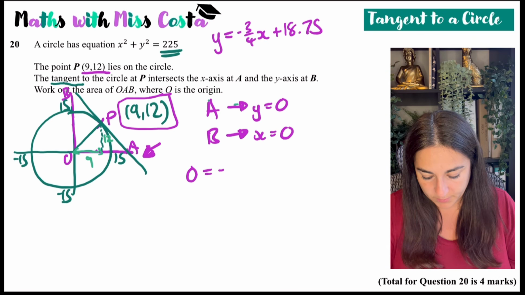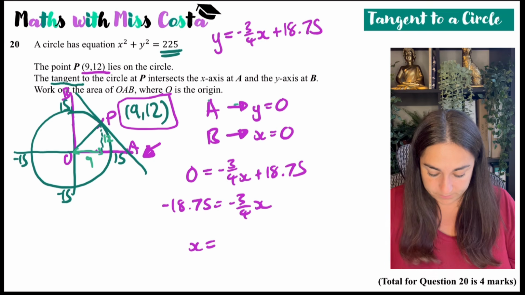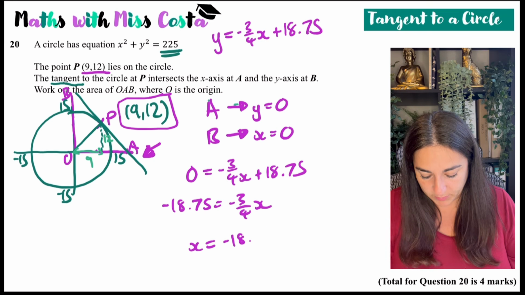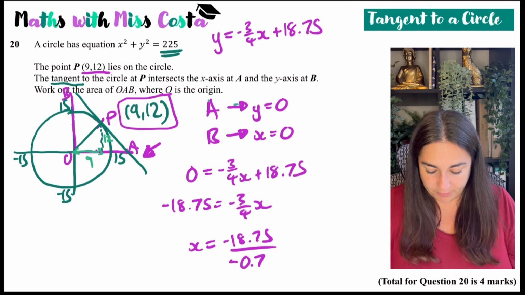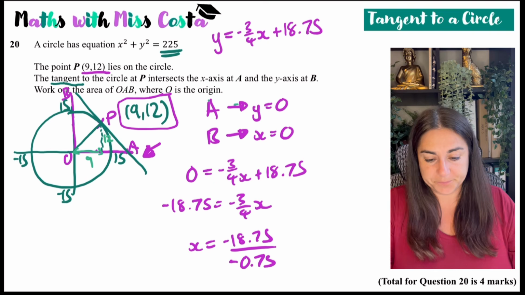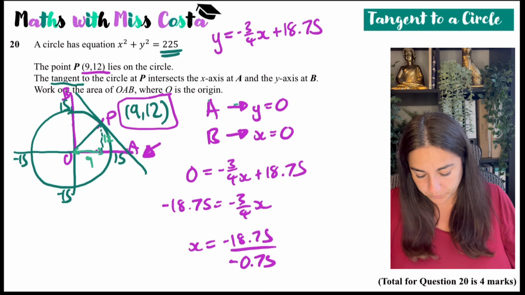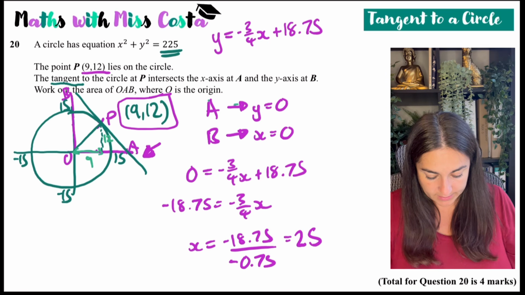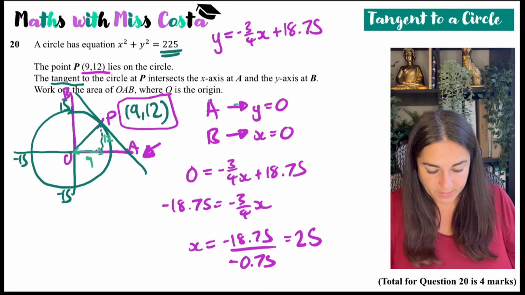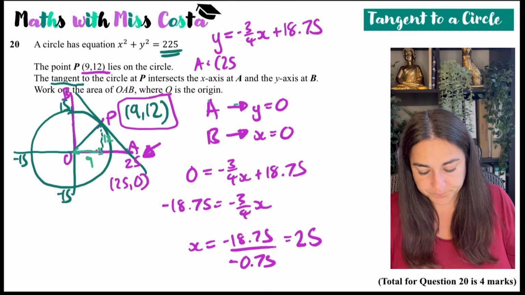So 0 is -3/4 x plus 18.75. So -18.75 is -3/4 x, and therefore x is going to be -18.75 divided by -0.75. So type that into your calculator. 18.75 divided by 0.75 is 25. So x is 25. So A is 25, 0. We can write it here as well.